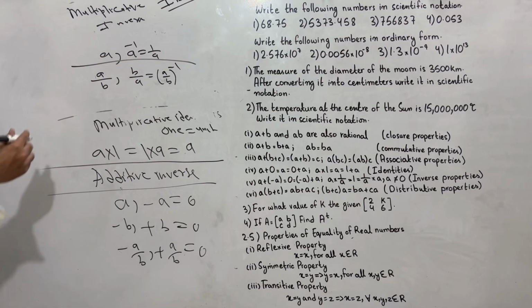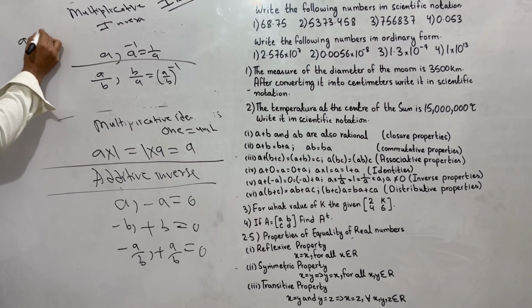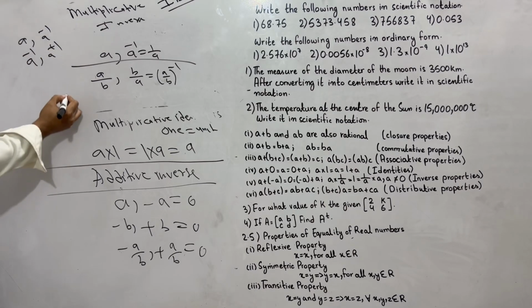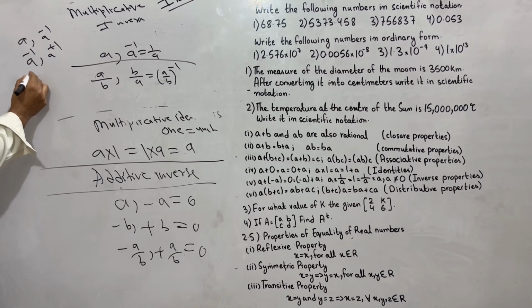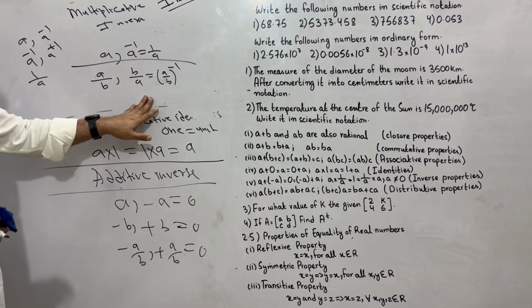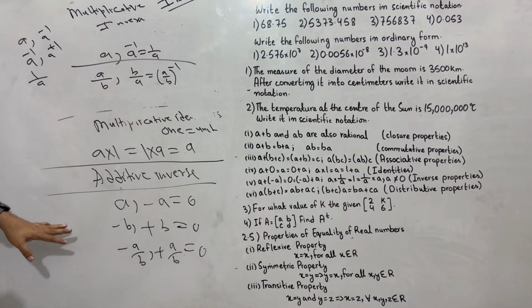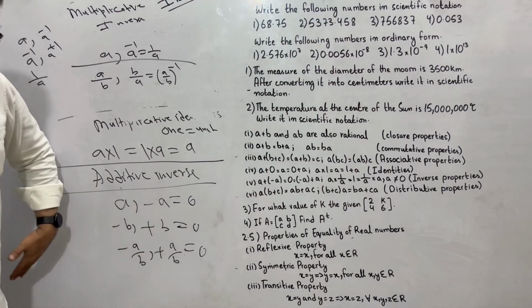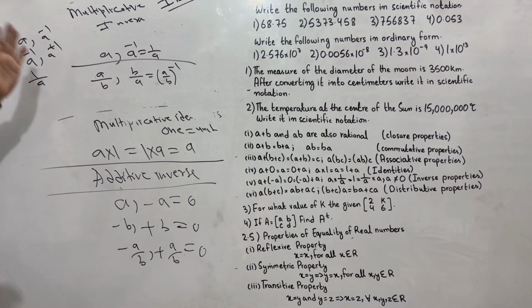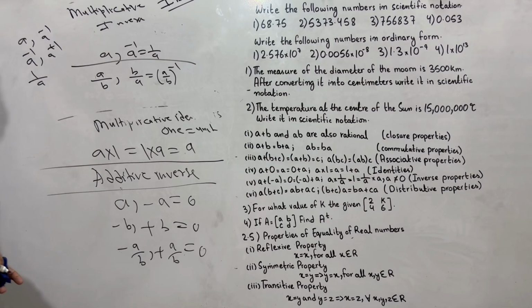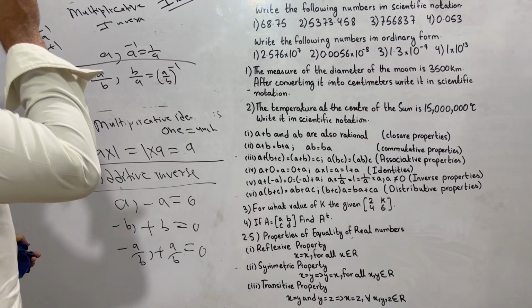In case of multiplicative inverse, change the powers. The multiplicative inverse of A raised to minus 1 is A raised to plus 1. A raised to negative 1 can be written as 1 over A. Multiplicative inverse means reciprocal of each other. In case of additive inverse, just change their symbol. Additive identity is 0. However, multiplicative identity is 1.